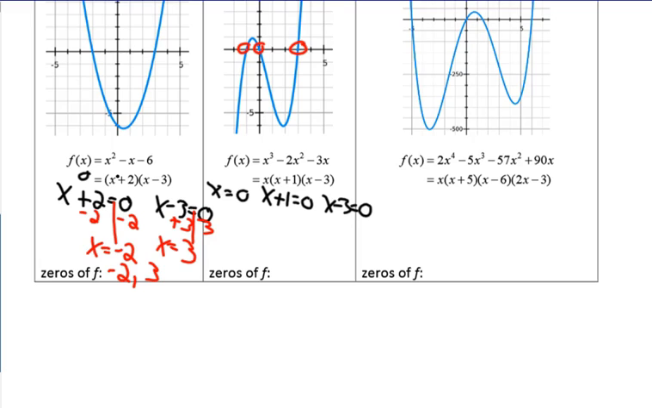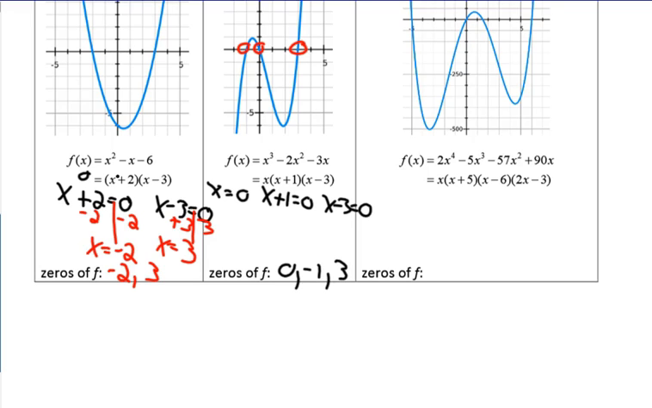So what are my zeros? 0, negative 1, 3. See how all this is connected? Like if you're not sure how to factor, then you can put it in the calculator. If you're not sure you've got the right answers, you can look and say, I know I need 3 answers. I only have 2. I've done something wrong. Okay?